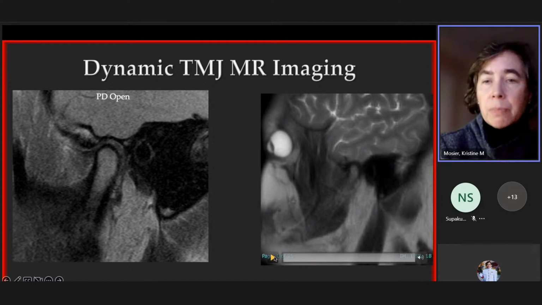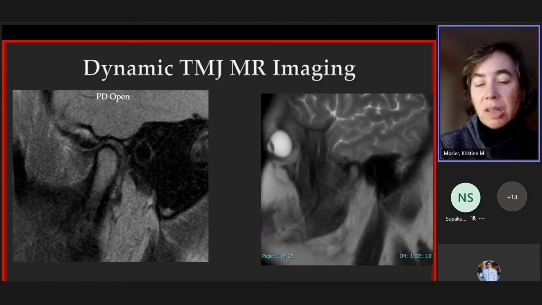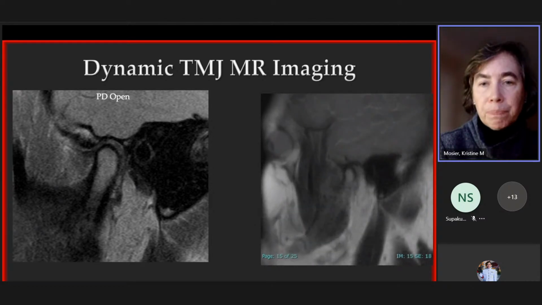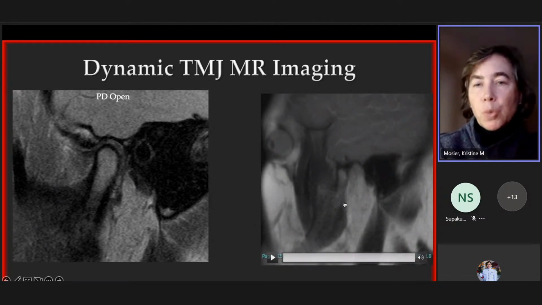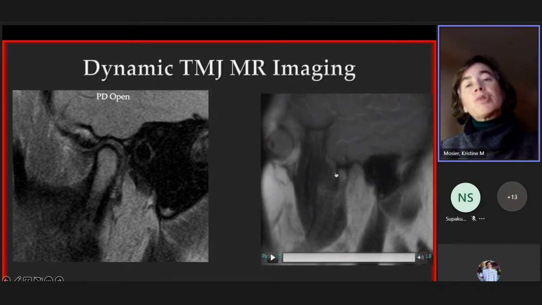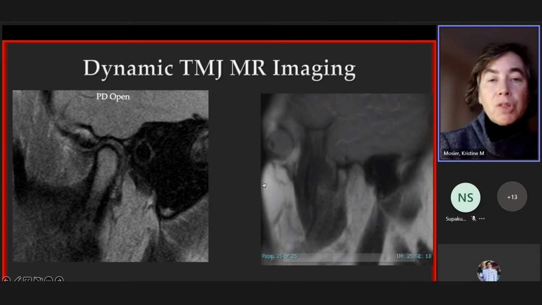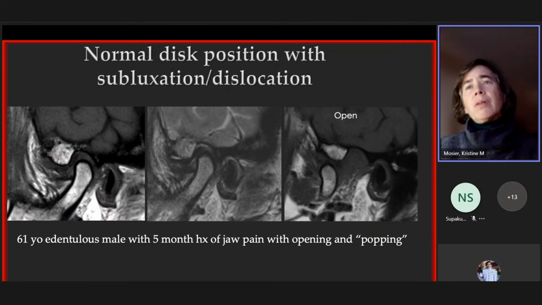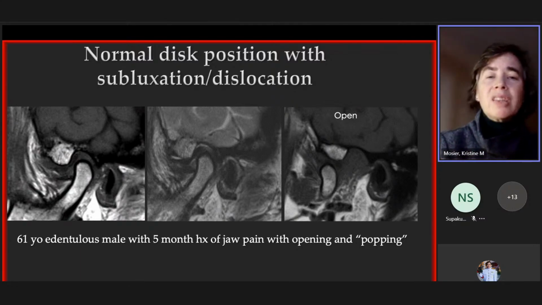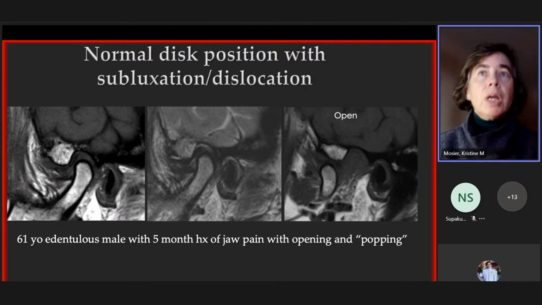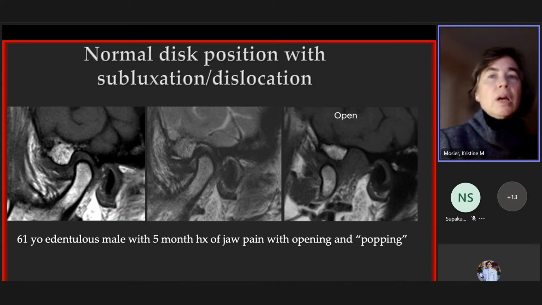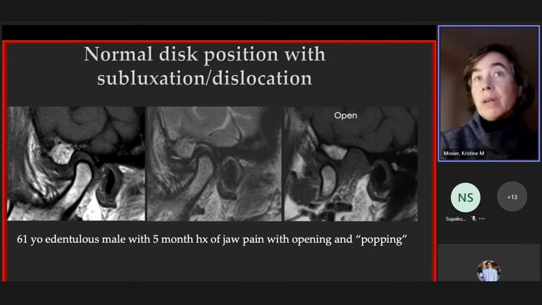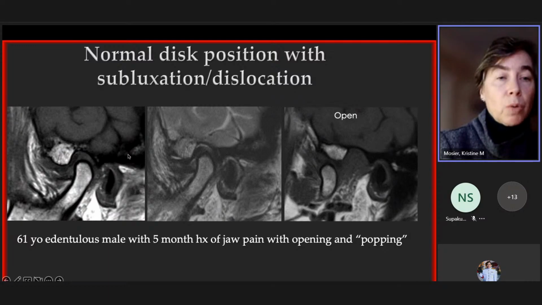But if we look at the dynamic images, which we acquire with a dynamic HASTE technique, you'll see we get nice movement of that joint, and we see that there is reduction of that articular disc over the top of the condyle. So it's really important to incorporate dynamic imaging into your assessment of the temporomandibular joint. What I want to do now is go through a number of patients and look at the spectrum of disease presentation, in terms of both the osseous pathologies that we find, as well as internal derangements. So we're going to talk more about this.